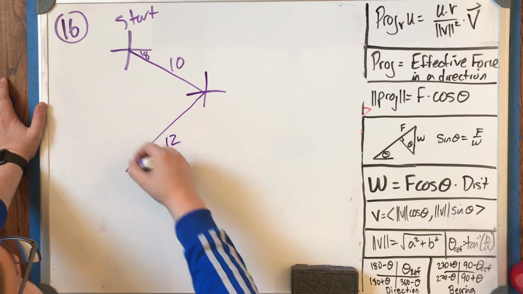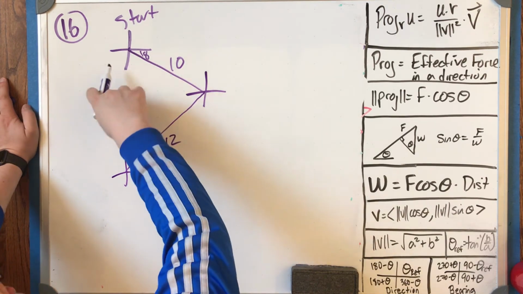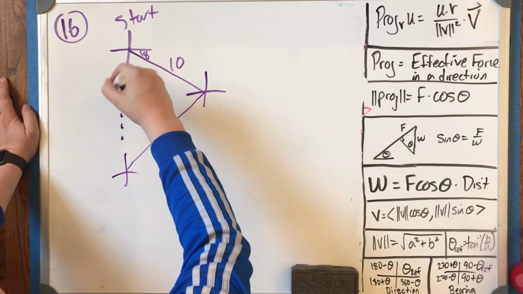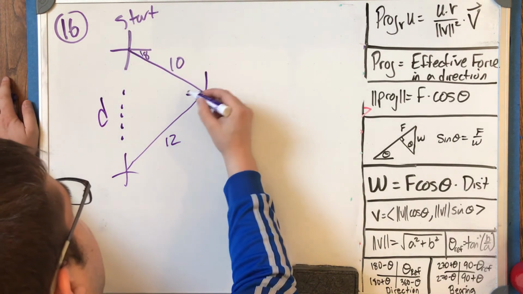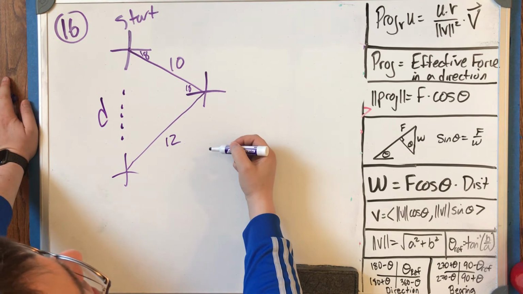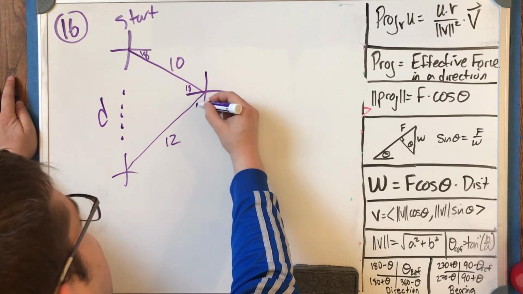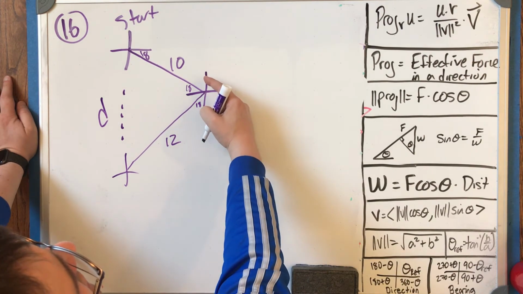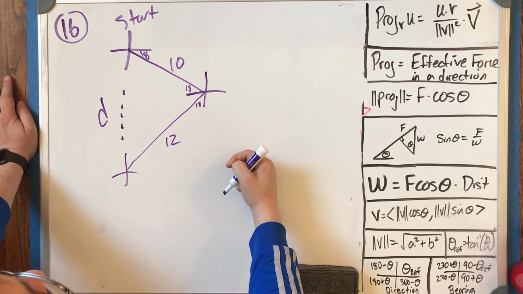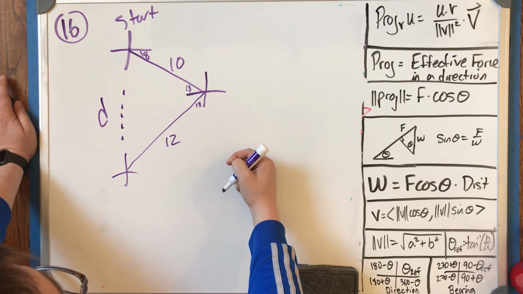And I don't quite know where it lines up. I'm not sure if it lines up directly north-south or not. I'm going to call that D there. This is going to be 18 by alternate interior. I'm pretty sure this is 18 too, because it's going to be 198. So that's 18 as well.